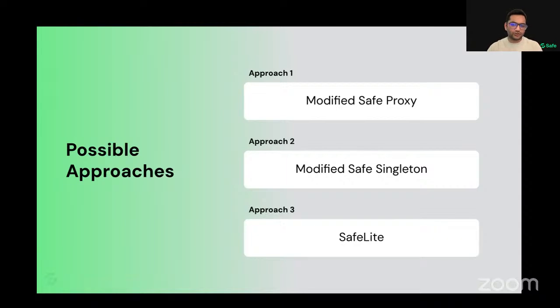And the third approach is a very different approach from the first two, which is SafeLite. It's a minimal, small contract implementation where users could delegate to this SafeLite account, and it has some minimal features that they can use. The two features they can use are batching transactions and getting transactions relayed. So let's go into detail of each approach now.